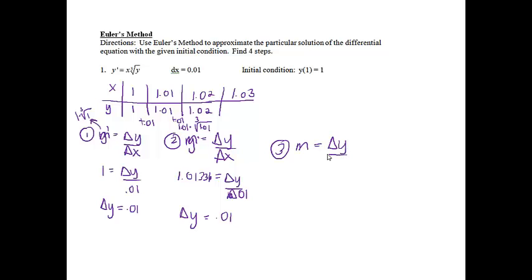Then I'm ready for my third approximation. M is equal to delta y over delta x, and m is just y prime again. For this one, my x is 1.02 times the cube root of the y, which is also 1.02. When I do that, I get 1.02676. That equals delta y over 0.01. If I cross multiply once again, delta y turns out to be 0.01. So we add 0.01 once again, and we get 1.03. Those are my first 4 steps using Euler's method.